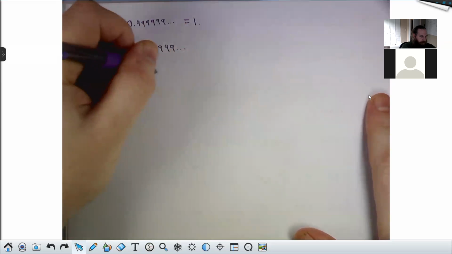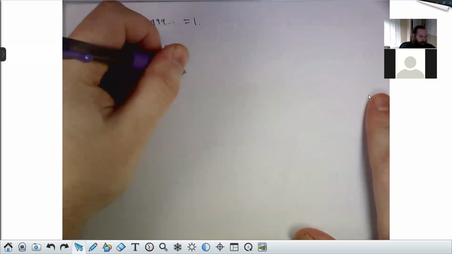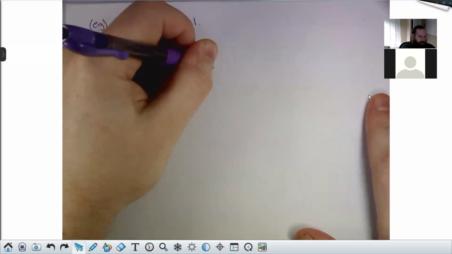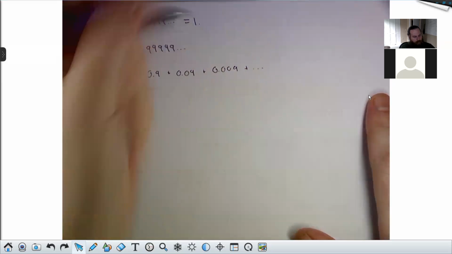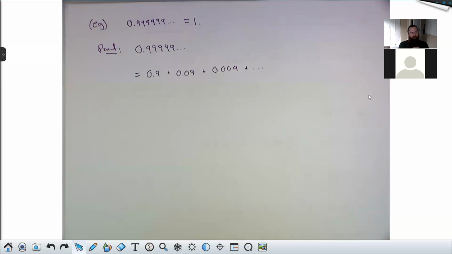This is 0.9 plus 0.09 plus 0.009, and on and on and on like that forever. All right, if you add, for example, 0.9 plus 0.09, you get 0.99. If you add to that 0.009, you get 0.999. And if you keep going like that forever, you get 0.999999999, on and on forever. This is actually a geometric series.